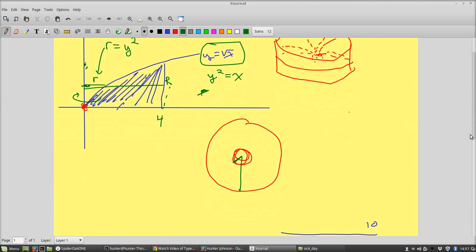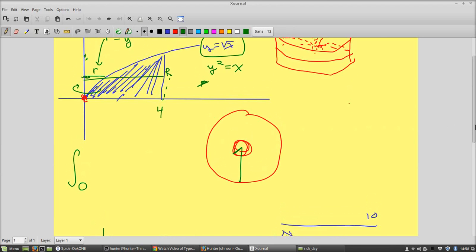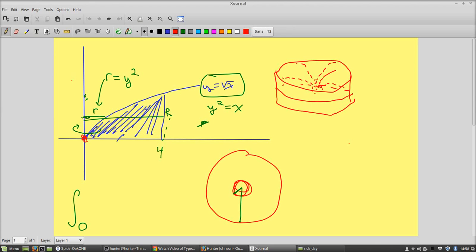Right? So now the answer to this problem is the integral from 0 to, I don't know, we have to integrate along the y-axis up to this point. So what is that? That's going to be the square root of 4, which is 2. We'll integrate up to 2. And we have pi times the big radius squared, so that's pi times 16, minus pi times the little radius squared, which is y to the 4th. And all of this stuff is dy. Right.